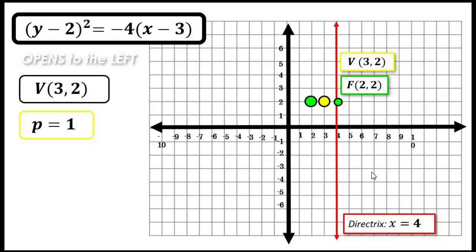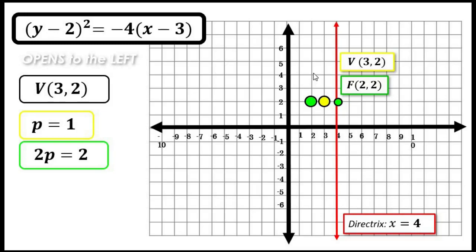Moving on, we now plot the endpoints of the latus rectum. And to plot the endpoints of the latus rectum, we need the value of 2p. So 2p will be equal to 2 because 2 times the value of p, which is 1, is equal to 2. Now, since this is a parabola that opens to the left, in plotting the endpoints of the latus rectum, we're going to move up and down, starting still from the focus. So, from here, we are going to move 2 units above and 2 units below.